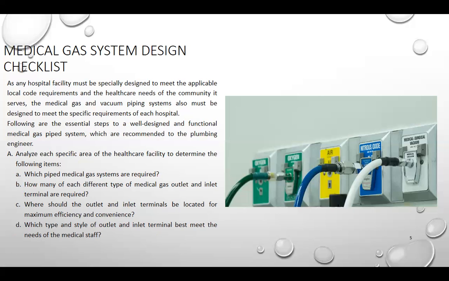B, how many of each different type of medical gas outlet and inlet terminals are required? Kung may gusto na yung hospital management na ganito sa mga rooms. So pag wala, meron tayong lecture mamaya ng mga table. So that is mga requirements. C, where should the outlet and inlet terminals be located for maximum efficiency and convenience? D, which type and style of outlet and inlet terminal best meet the need for the medical staff?